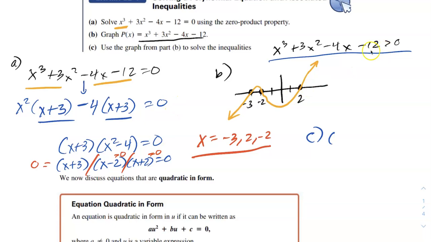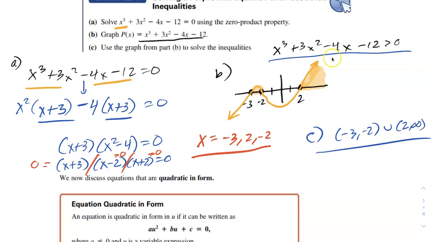I want to solve where this guy is greater than 0. I have the graph for this guy right here. Right? We already have the graph. We made it a second ago. So where is this greater than 0? Remember, when it's greater than 0, it's above the x-axis. So that would be right here and right here. Right? This is where the graph is above 0. So my solution will be from negative 3 to negative 2, union 2 to infinity.